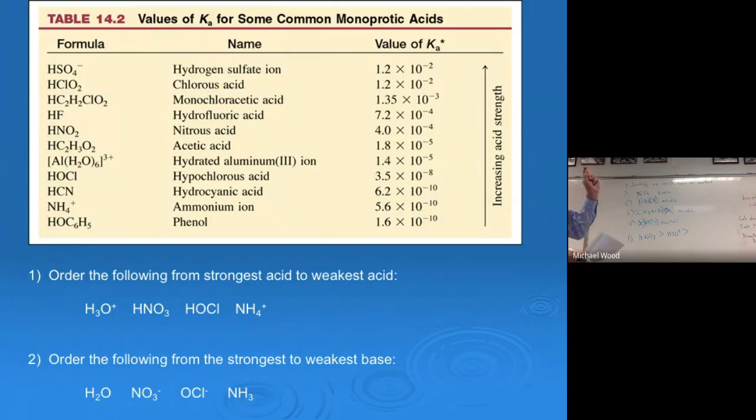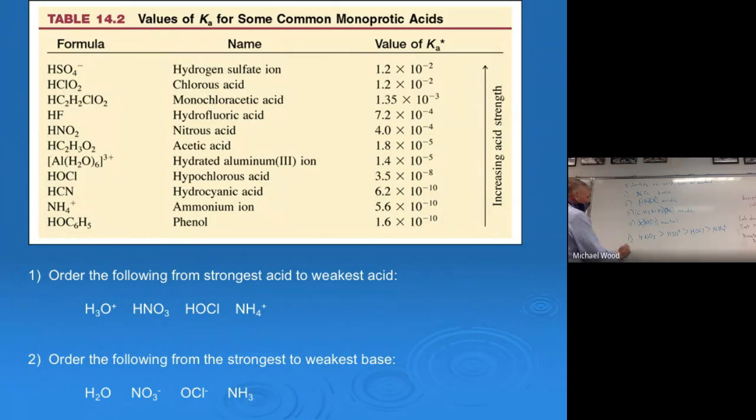So then if I go to the table, here's HOCl, and here is NH4. We're looking for the higher K value, the stronger the acid. And again, I always look at the exponent. Hypochlorous acid is -8. Ammonium is -10. That would mean HOCl is a stronger acid, and ammonium is a weaker acid. So H3O, hydronium, is the dividing line.